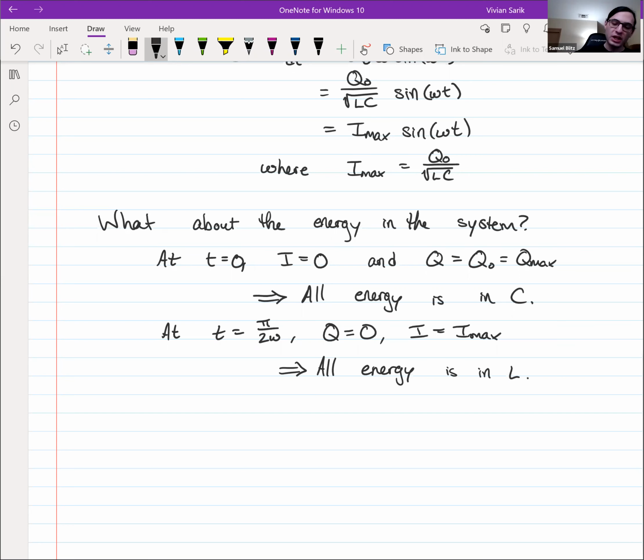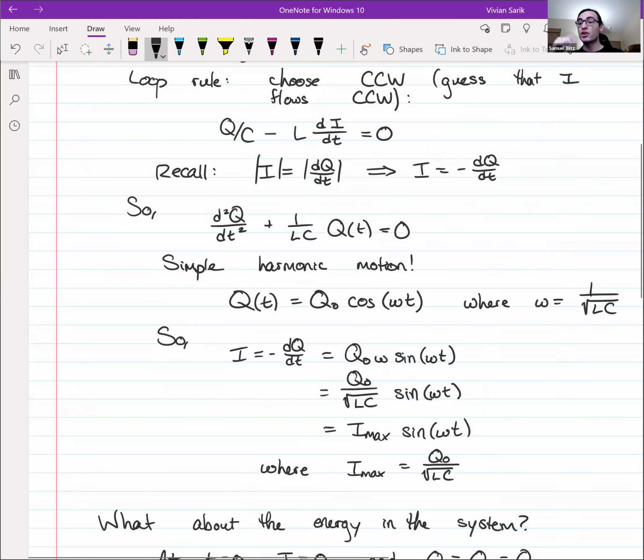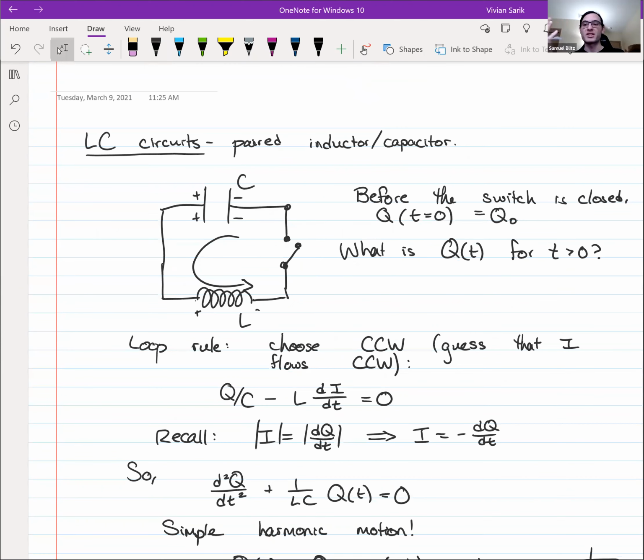And then we can go further. We can ask at t equals pi over omega, the charge is negative the maximum charge. So the charge polarity of the capacitor is flipped, but it's in the same configuration as it was before, just with the charge flipped. And so again, we get that all of the energy is in the capacitor. And so what happens for this circuit is once you close the switch, the energy will just slosh back and forth between the capacitor and the inductor.